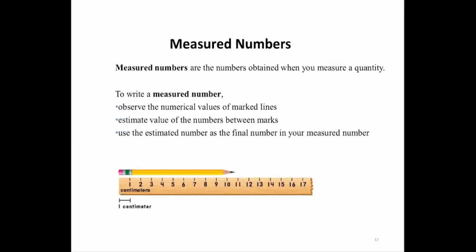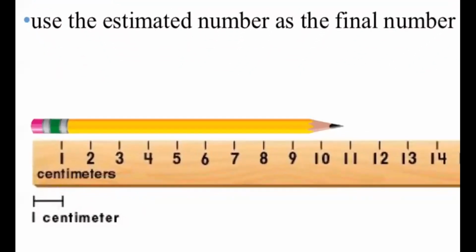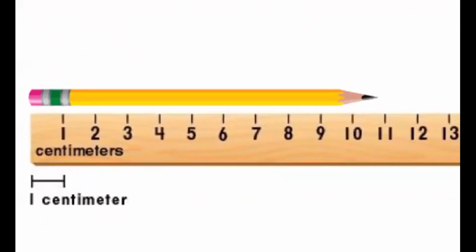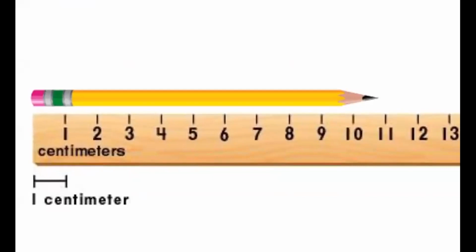Now, that estimated value is always going to be the final number in your measured number. And we always have to include the unit of our measurement. To see an example of this, I'm just zooming in on this object. Here we have a drawing of a pencil and I have a ruler in centimeters, okay? If I use a line to just determine what is going to be the measurement of this object, okay?